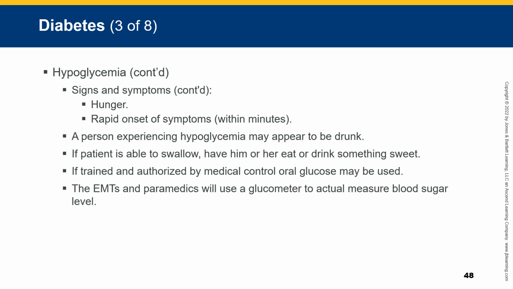If a patient is able to swallow, get him or her to eat or drink something sweet, like orange juice, even soda, although that's more difficult because of the fizz. But orange juice is flat and contains a lot of sugar. If trained and authorized by medical control, oral glucose may also be used. The EMTs and paramedics will use a glucometer to actually measure the blood sugar level and manage accordingly. So you want to make sure that you've called for their help as soon as possible.